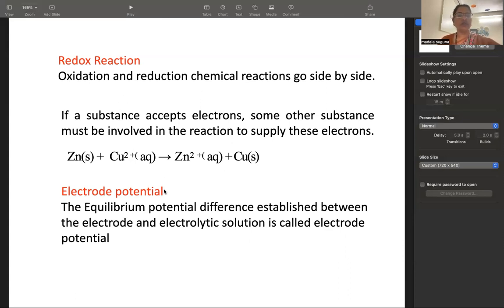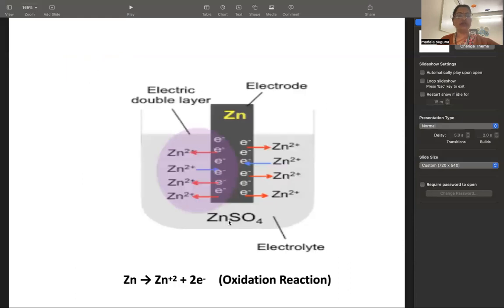Next one, what is meant by electrode potential? The potential difference established between the electrode and electrolytic solution is called electrode potential. For example, a zinc metallic rod is kept in contact with Zn2+ aqueous salt solution. Spontaneously, the zinc is involved in oxidation. Oxidation means losing of electrons.